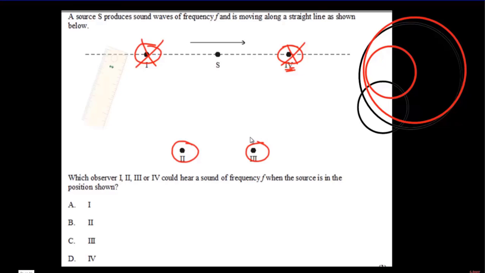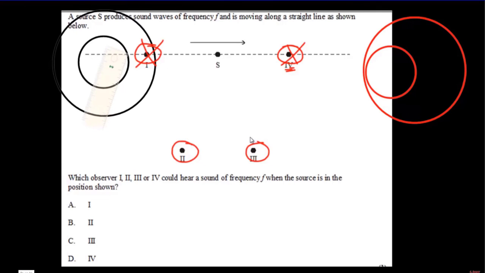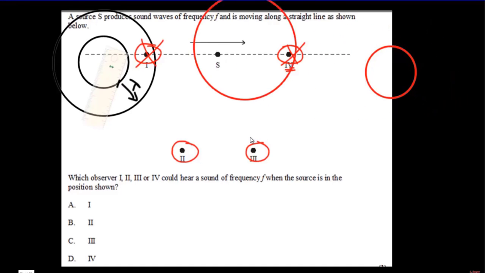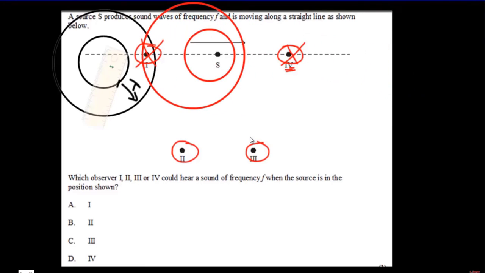Now, just to establish a wavelength here, I'm going to imagine the source is not moving. If that was the case, there would be a certain wavelength, which would be the distance between the wavefronts. Now, of course, if my source is moving, then I'd get the bunching up effect, which should look something like that.